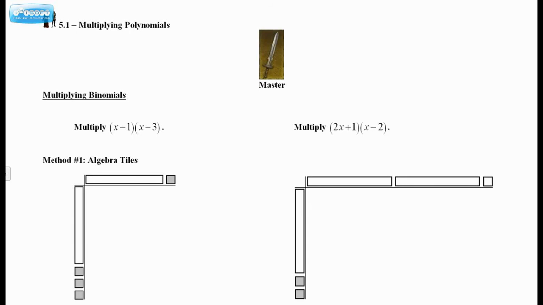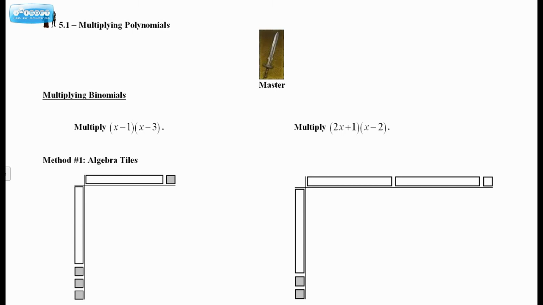Chapter 5, Section 1, Multiplying Polynomials. In this master video, we're going to look at specifically multiplying binomials. A binomial is a polynomial specifically where there are only two terms. So I have x minus 1, x minus 3 in brackets, and because they're right next to each other, they're being multiplied. Hence, I'm multiplying two binomials.